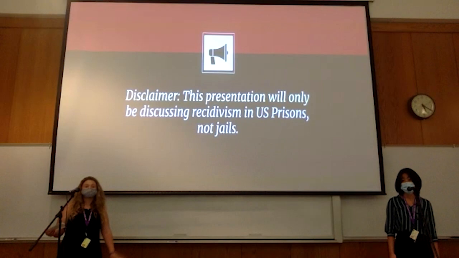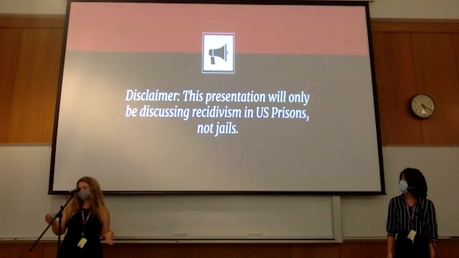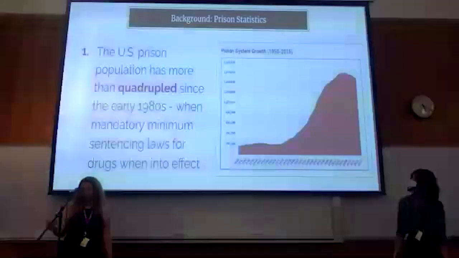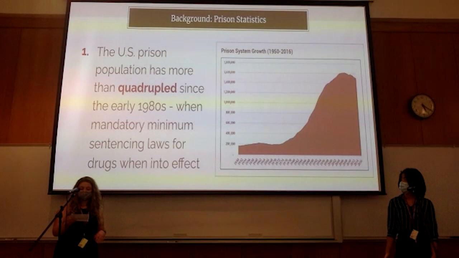So just as a disclaimer, this presentation will only be discussing recidivism in prison and not jail. The difference between the two is that prisons are generally more long-term holding facilities for harsher crimes like felonies, while jails are shorter term for minor crimes. Then to give some background on our current prison population, it has quadrupled since the 1980s, and that was a result of minimum sentencing for drugs going into effect.